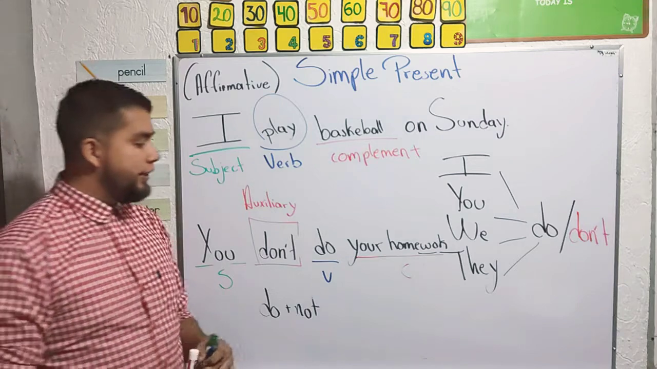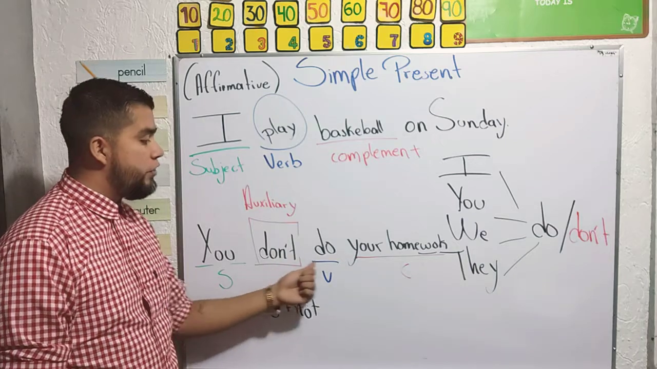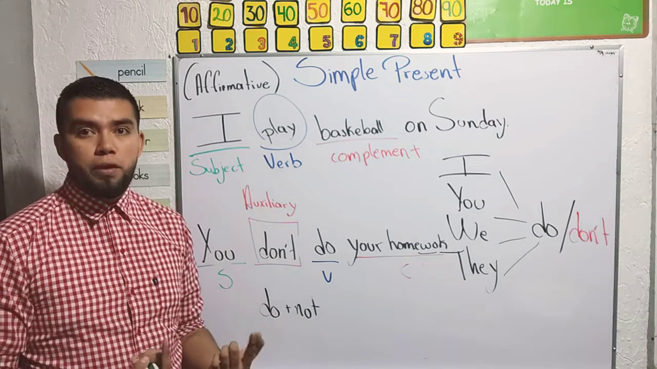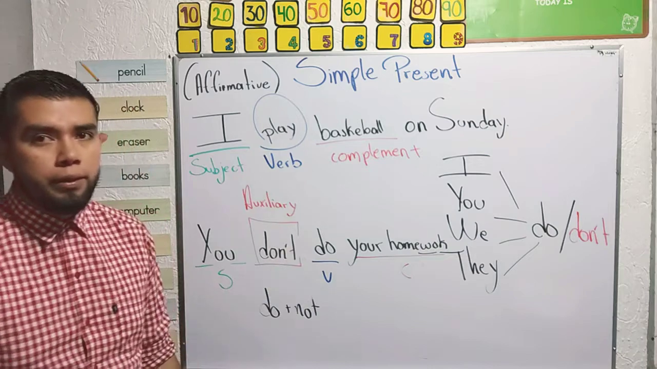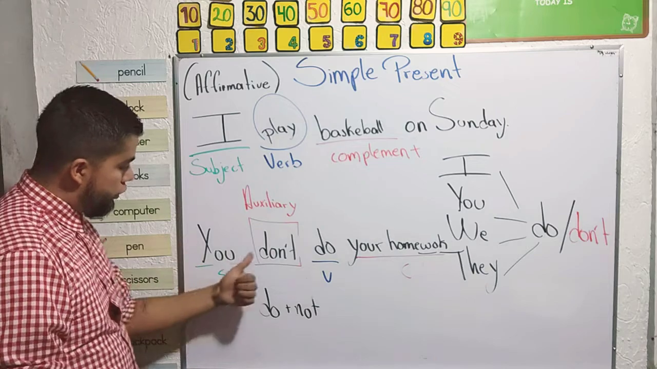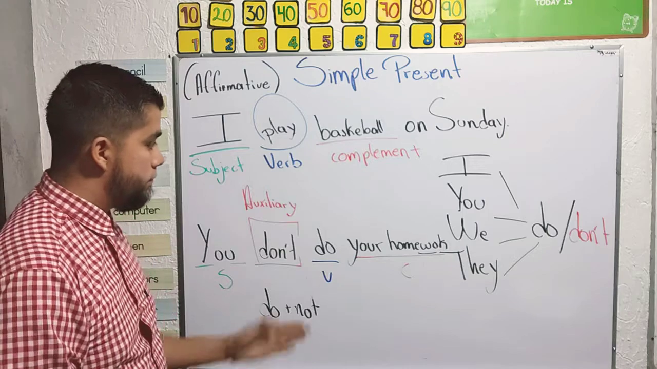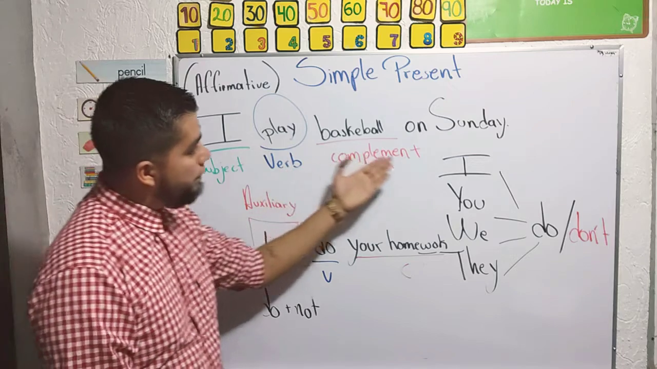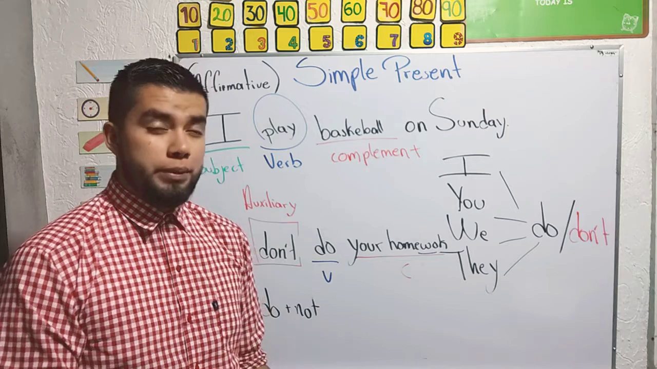Now pay attention. This is important. Why? Because I have the auxiliary do and the verb do. Yes, it's possible to use the auxiliary and the verb in the same sentence. You don't do your homework. Terrible. Why don't you do your homework? You don't do your homework. I play basketball, so I am expressing actions. And the complement and the time expression will help us to be a little bit more specific.